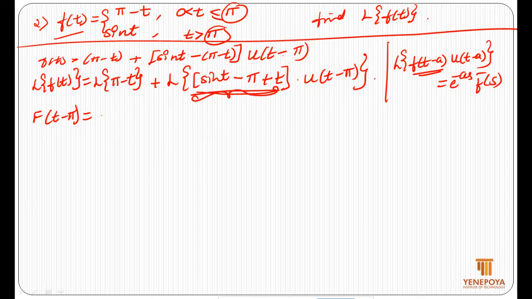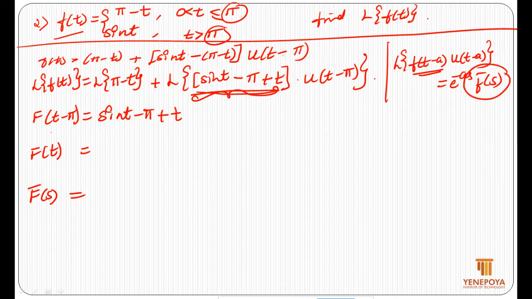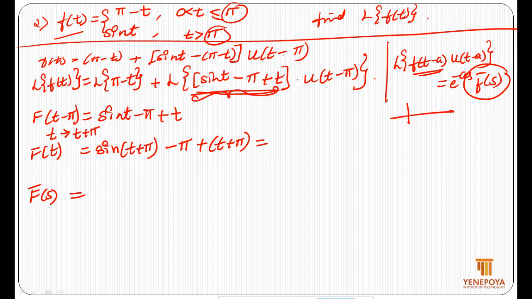So sin t − π + t. I want F(t) to get F̄(s), correct? To get F̄(s), I want F(t). So replace t by t + π, so that +π and −π cancel and you get F(t). So here also I am going to replace t by t + π. T is replaced by t + π. So this is sine of (π + t).